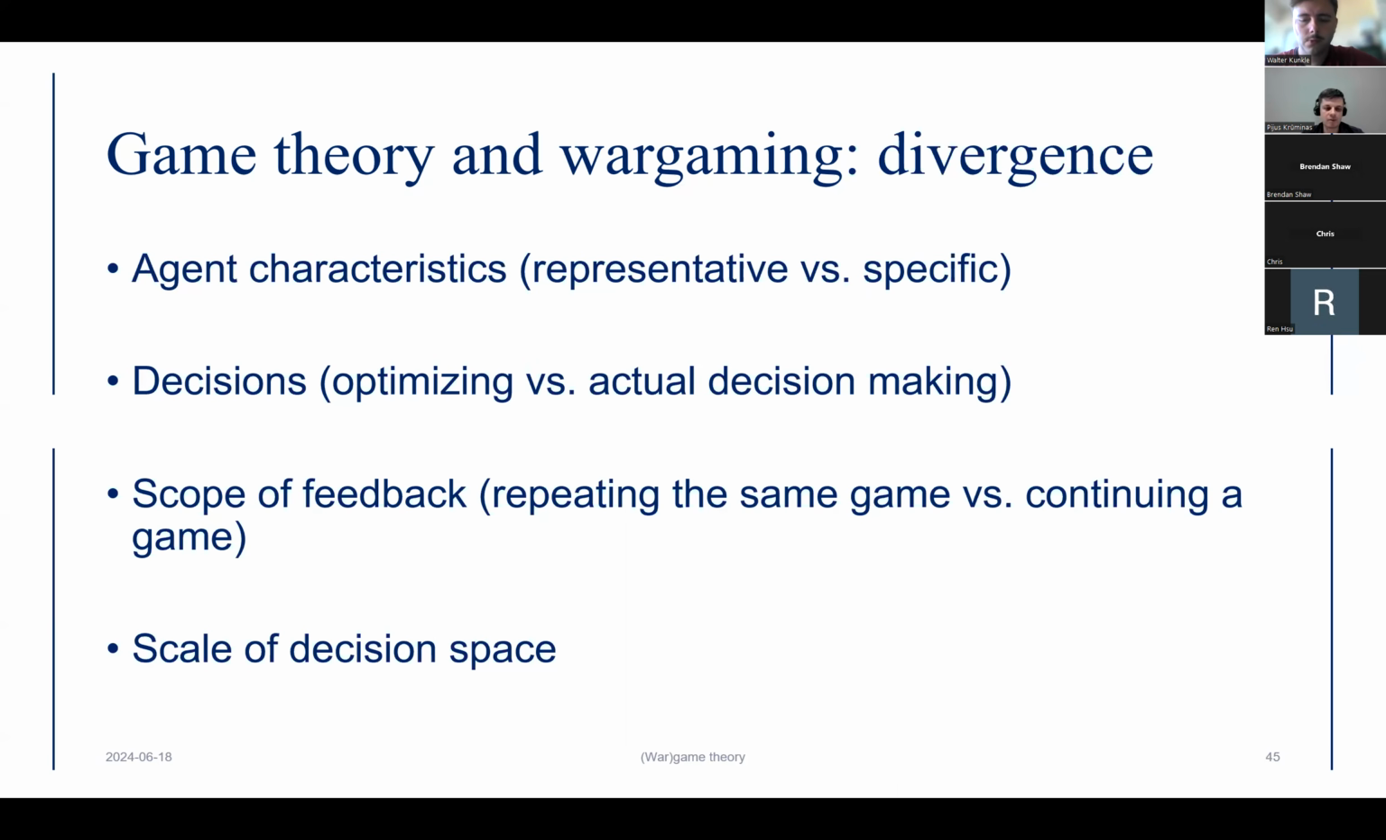So in game theory models, basically, when you're modeling and solving the model, you're looking for optimizing and finding optimal solutions, as opposed to actual decision making that would be made by the players in a war game. And the third point would be scope of feedback. So within a game theory model, it's usually about repeating the same game if you have this dynamic element, versus continuing the same game and allowing it to evolve in a war game.